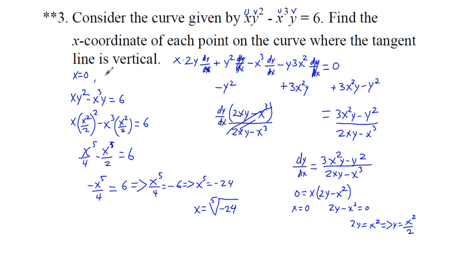So x equals 0, x equals negative 5th root of 24, and these will be our x-coordinates at points of vertical tangency. That'll be these values right here: x equals 0, and x equals negative fifth root of 24.